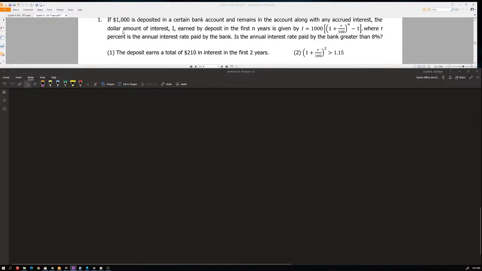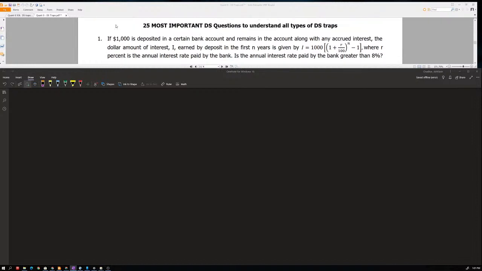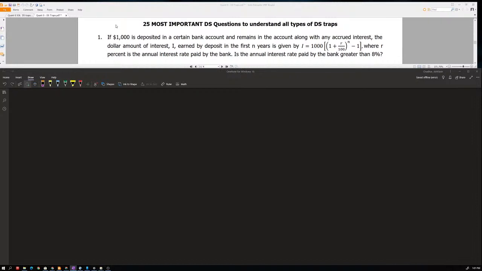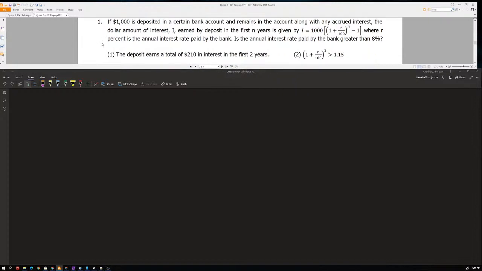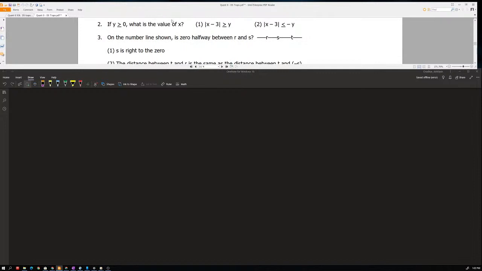So, last discussion we had, we discussed the basics of data sufficiency, and we'll be continuing the problems from there, the 25 most important DS questions to understand all types of DS. This was the first question we solved. It was a little bit tricky, but we understood how basic DS operates. Today we'll continue and solve the remaining questions. We'll take breaks in between if the live stream gets too long.